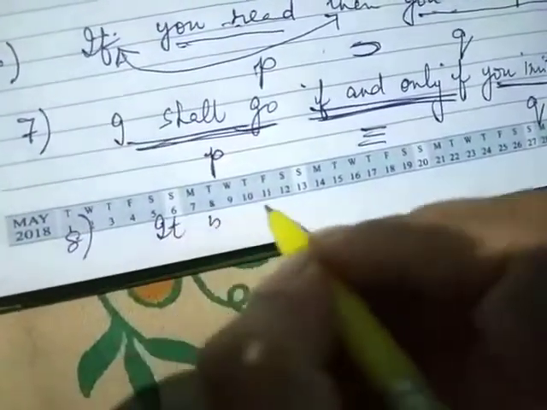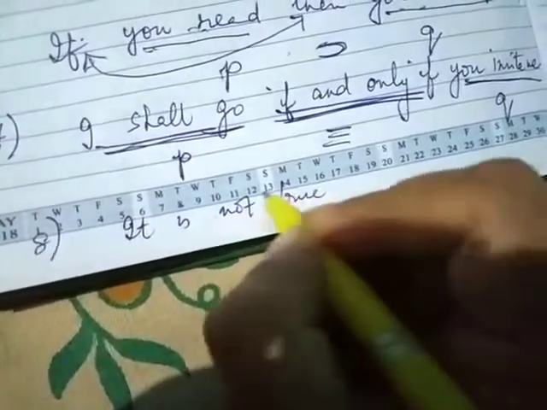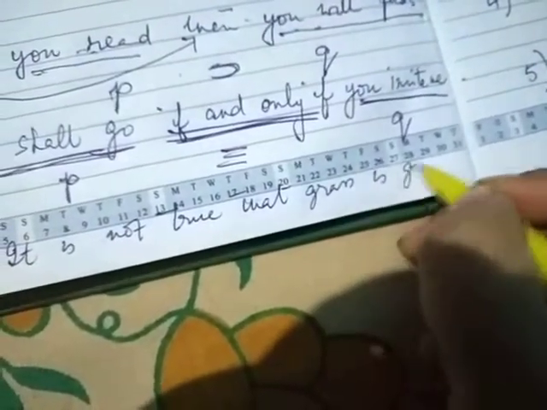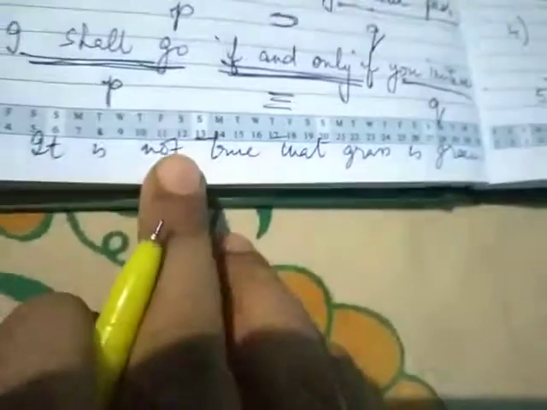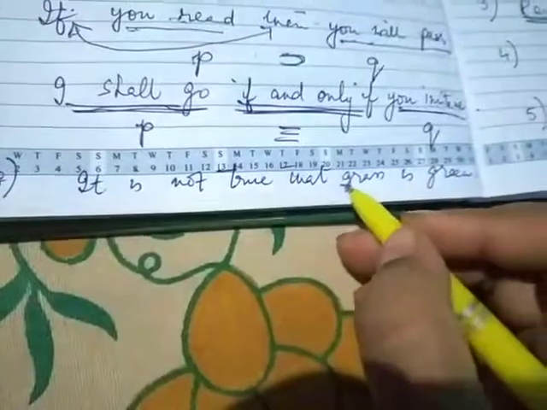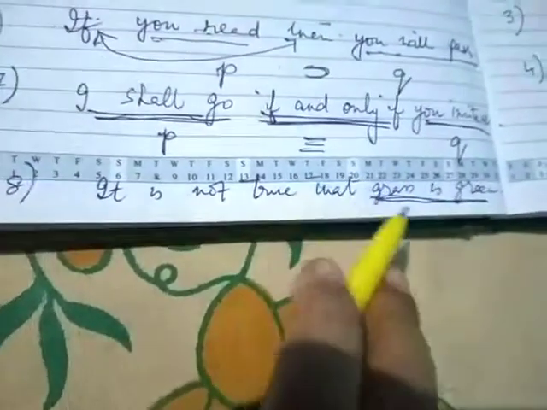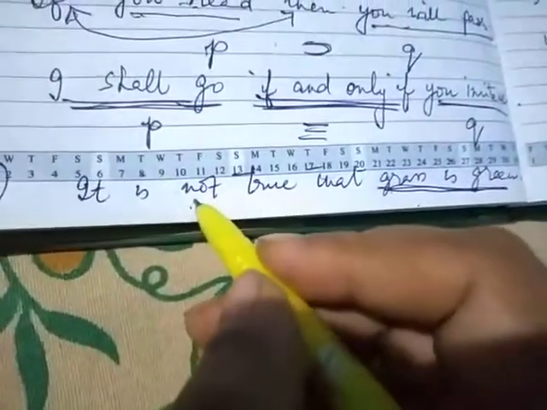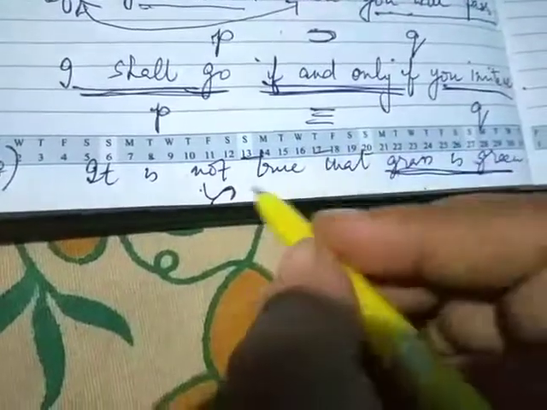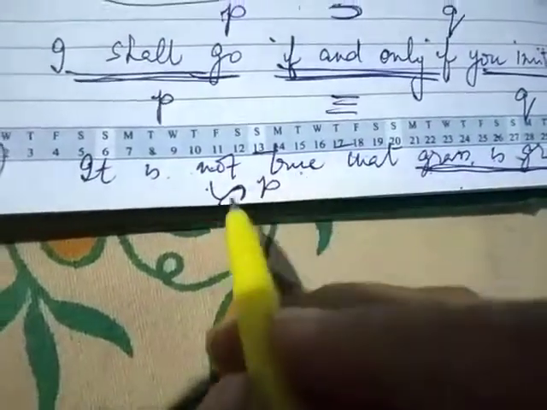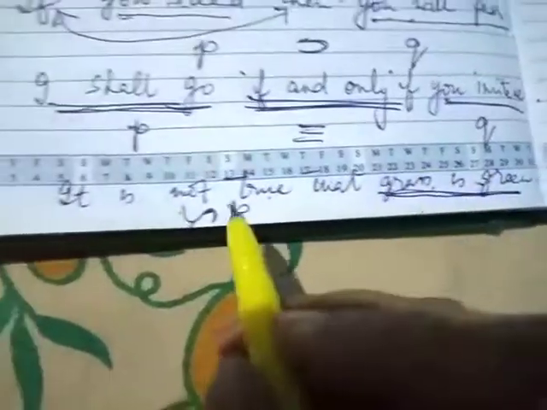It is not true that grass is green. So actually how many sentences are there? There is actually one sentence: the grass is green. And it is negated by this. "It is not true" means curl, and "the grass is green" means P. So this is one sentence which is negated by this. So for negation I have written curl, and for the sentence I have written P.